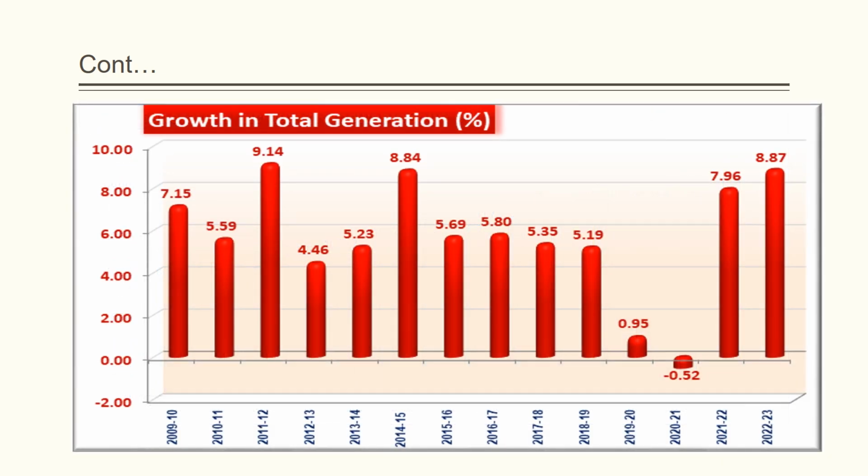The growth of total generation is shown here, from the year 2009 to 2022-23. You can see the growth is in increasing order, whereas in 2019-20 and 2021 you can see a decremental order. You all know, due to the pandemic. Now again we reached the same level of 8.87. The total generation growth was highest in the year 2011-12. Now again it is in increasing order.